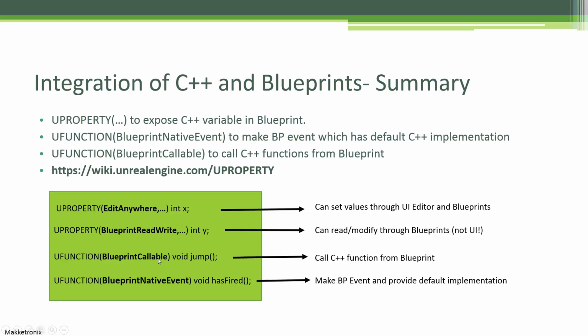UFunction, if you put blueprint callable, you say, hey, this function jump can be called from my blueprint code. So this allows your blueprint to call your C++ function. If you put for the UFunction blueprint native event, it will add what's known as an event to blueprint. So the blueprint code can use a new trigger. You can think of it as a trigger called has fired, and you can provide your own implementation of that. And we will see an example of that.